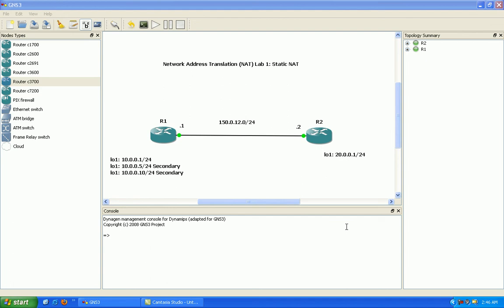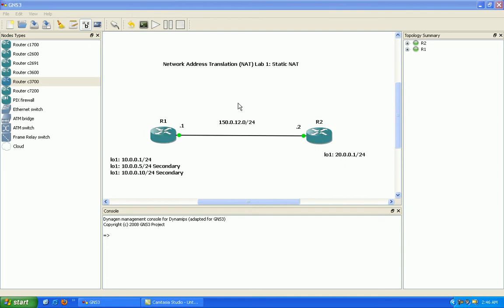Hello, my name is Steve Bowler, and in this video we're going to be taking a look at network address translation, or NAT. In this specific example, we're going to be taking a look at static NAT, and we're also going to be taking a look at the principles of network address translation. We will also be configuring static NAT here between two routers.